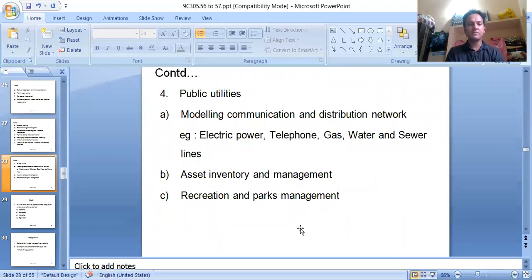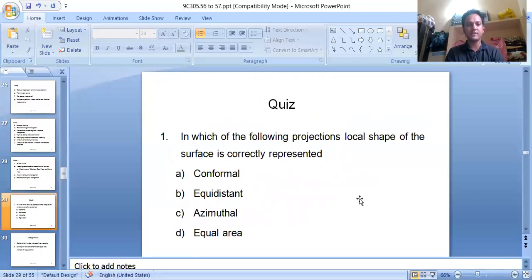And finally, public utilities. So modeling community communications and distribution networks, for example, electric power, telephone, gas, water, and sewer lines. Asset inventory and management, recreation and parks management. This can be done in park utilities.